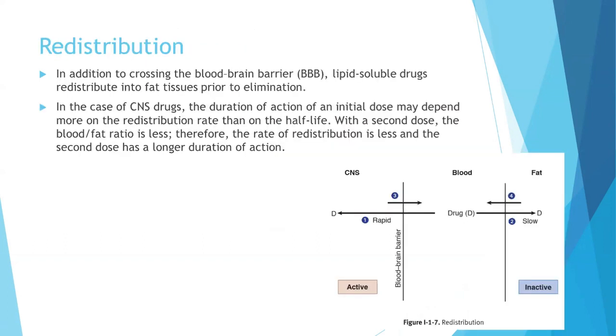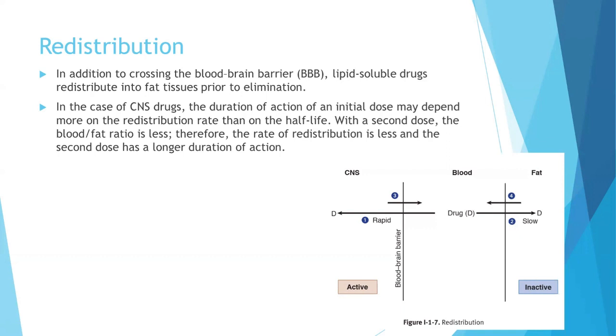Let's talk about the redistribution of the drug. Now, in addition to crossing the blood-brain barrier, the lipid-soluble drugs are redistributed into the fat tissues prior to elimination. In the case of CNS drugs, the duration of action of an initial dose may depend more on the redistribution rate than on the half-life. With the second dose, the blood or fat ratio is less, therefore the rate of redistribution is less, and the second dose has a longer duration of action.